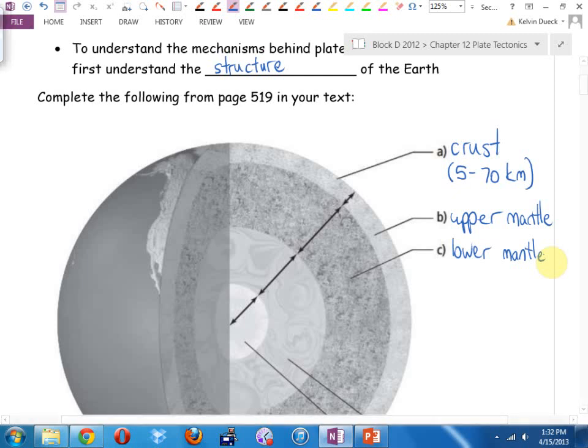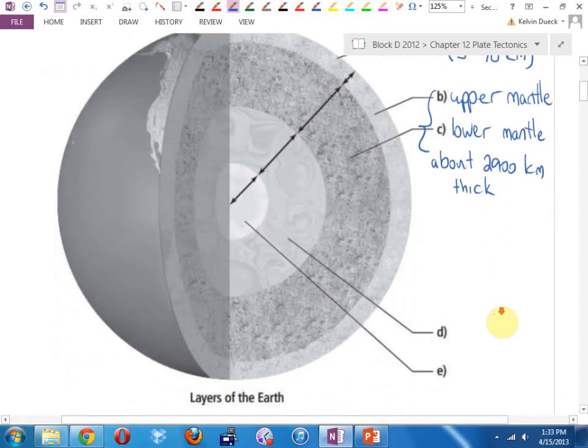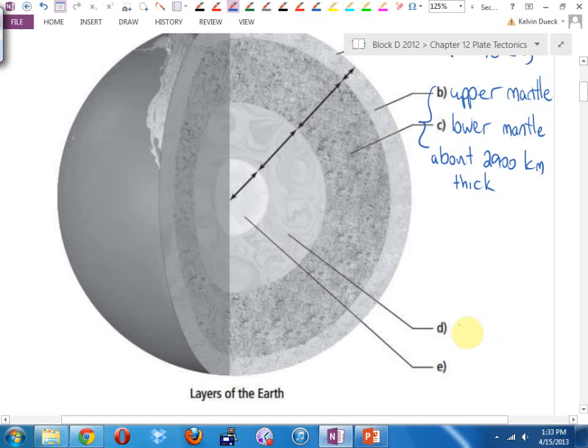So the mantle is the Earth's thickest layer. We break it into two parts, upper and lower. Together, the two of these are about 2,900 kilometers thick, about 3,000 kilometers thick. It's mostly solid, but the upper is partly molten and partly solid. The lower level is mostly solid. Then we have the outer core and the inner core.